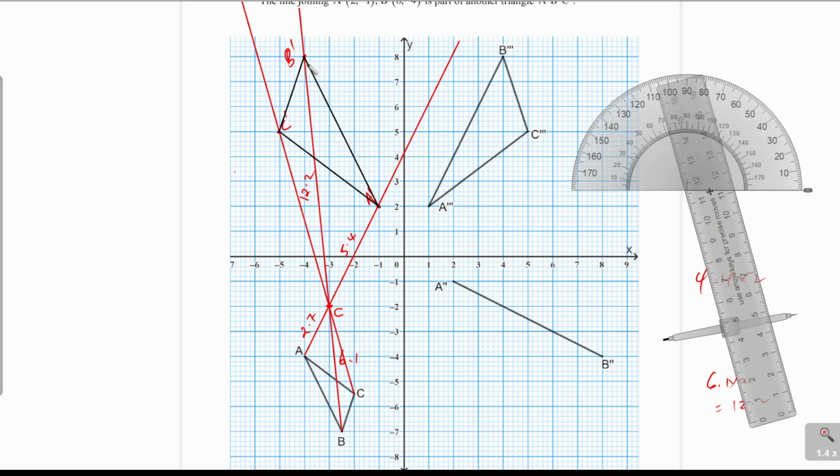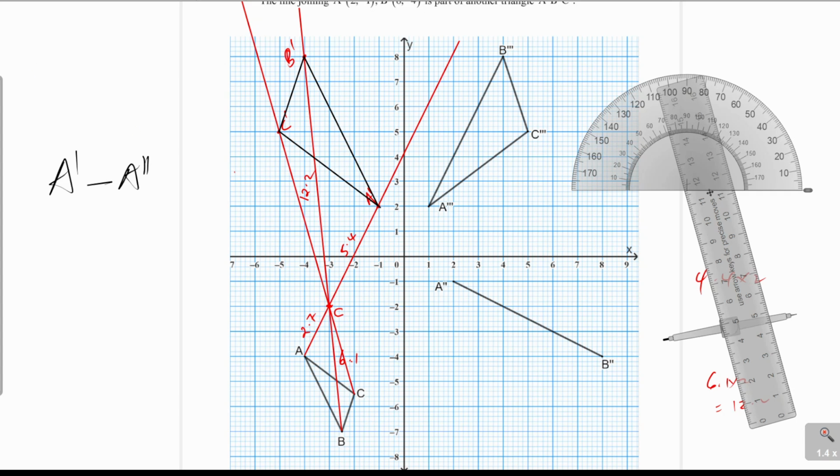So the center of rotation is given. So we need to get the angle. The first question, we need to get the angle of rotation. So this is how you get the angle of rotation. You just need to join one point. I'll join A prime to A double prime, and I'll join that through the center. So join A prime to the center first.